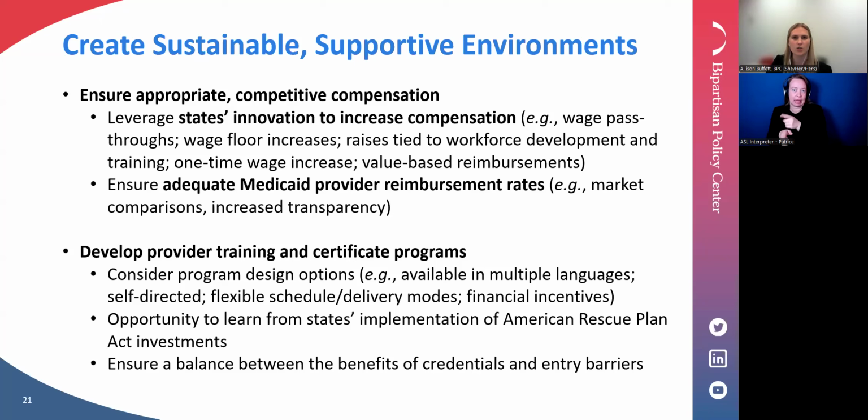Another option to ensure appropriate and competitive compensation is to ensure Medicaid provider reimbursement rates are adequate. This can be done through market comparisons or increased data collection on payments and workers' compensation.